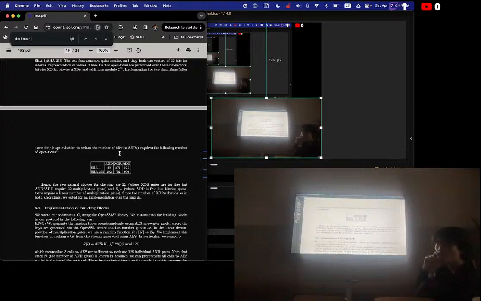Field addition corresponds to the logical exclusive OR operation over these fields. Wait, I'm so confused. Anyway, let's just keep going through this.